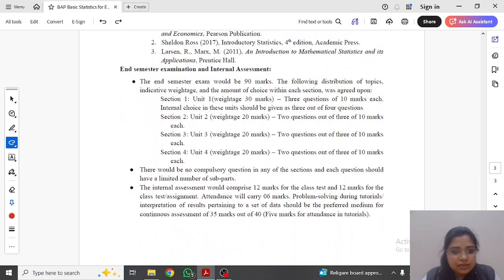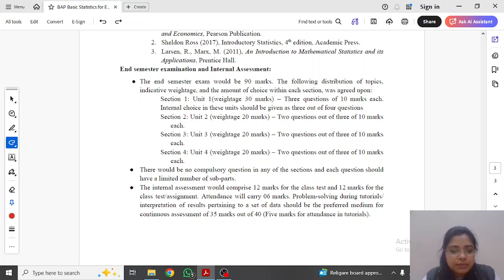Now, for your exam pattern, as we can see in this document, your end semester exam would be of 90 marks. All right. And as per the distribution, Unit 1 would be of 30 marks. This has the highest weightage in your whole paper, and there would be three questions of 10 marks each from this section, with an internal choice as well. Units 2, 3, and 4 each have a weightage of 20 marks, and in all these units you would be asked to do two questions out of three. All right, so there would be a compulsory question, and each question will have some subparts.